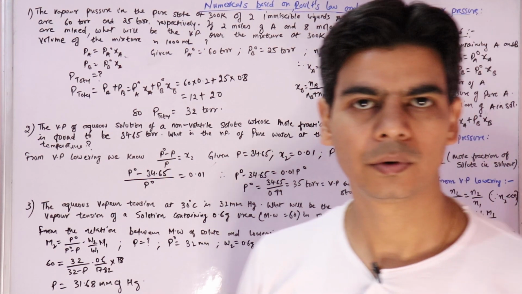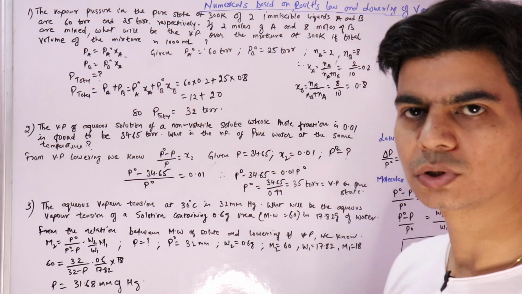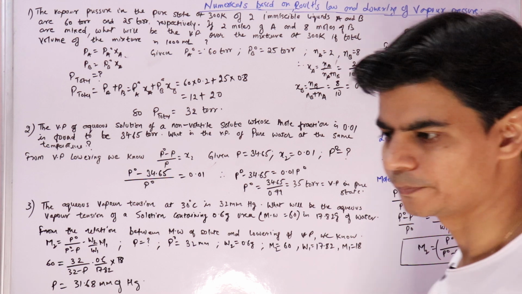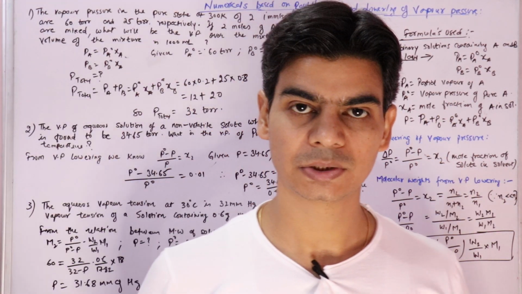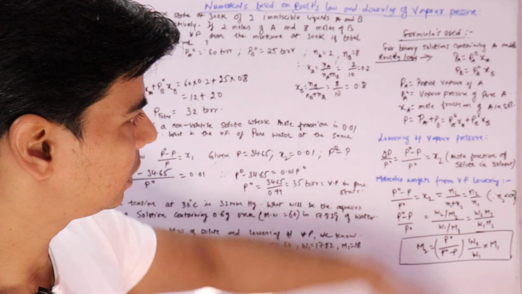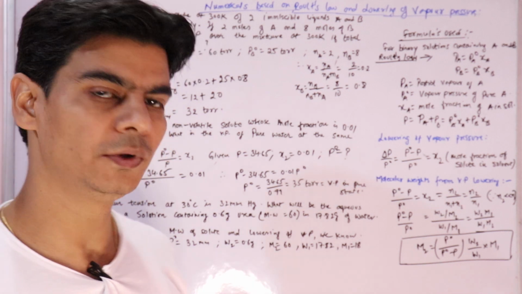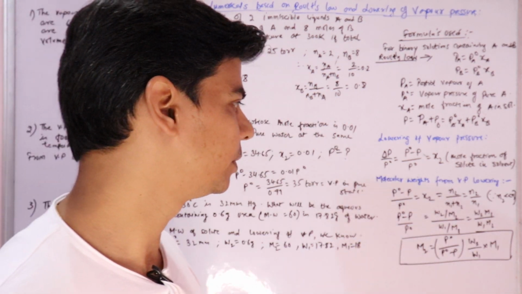Hi students, now in this video lecture we will go through numericals based on Raoult's law and lowering of vapor pressure. Right, and we know that lowering of vapor pressure is a colligative property that depends on the number of solute particles. So these are the formulas that we would be using when we do any numerical based on Raoult's law or lowering of vapor pressure.